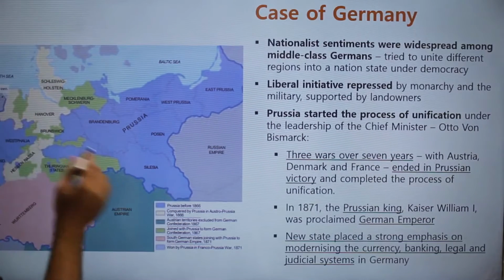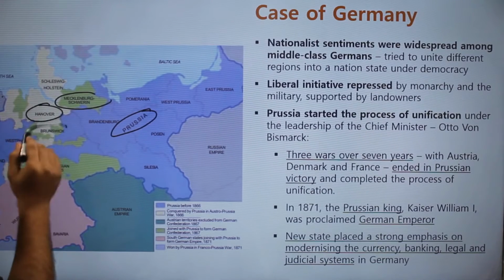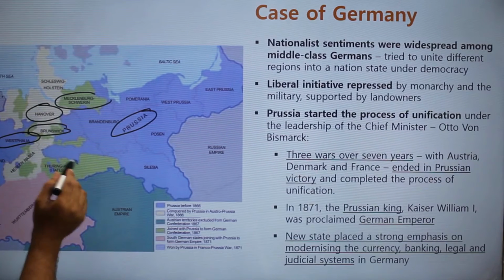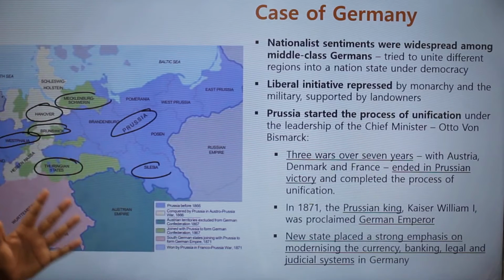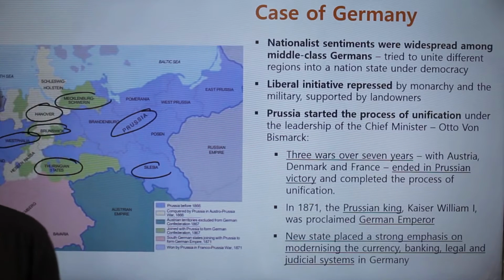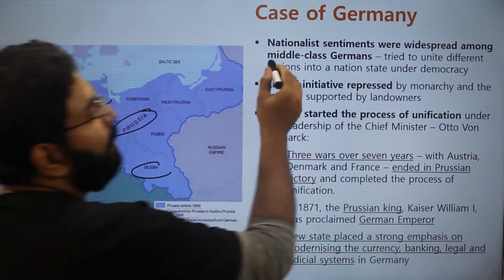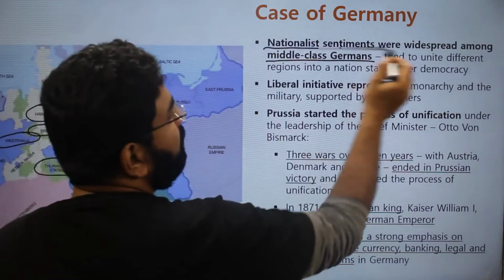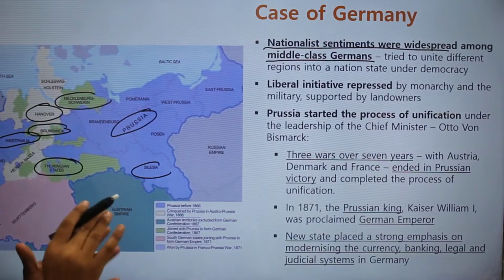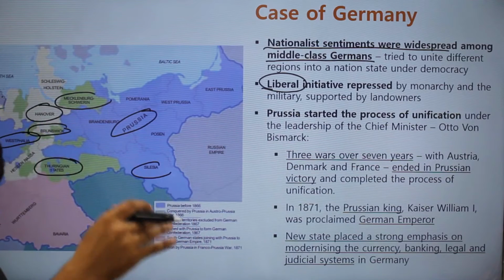Here you can see easily that Prussia is here, another kingdom here, another Hanover, Brunswick, Westphalia. So you have the Thuringen states, Silesia. So a lot of states are here, part of Germany's kingdoms ruled by different dynasties. The middle class Germans wanted a nation state, so nationalist sentiments were widespread. So this was used and the ideas the liberals had were suppressed.